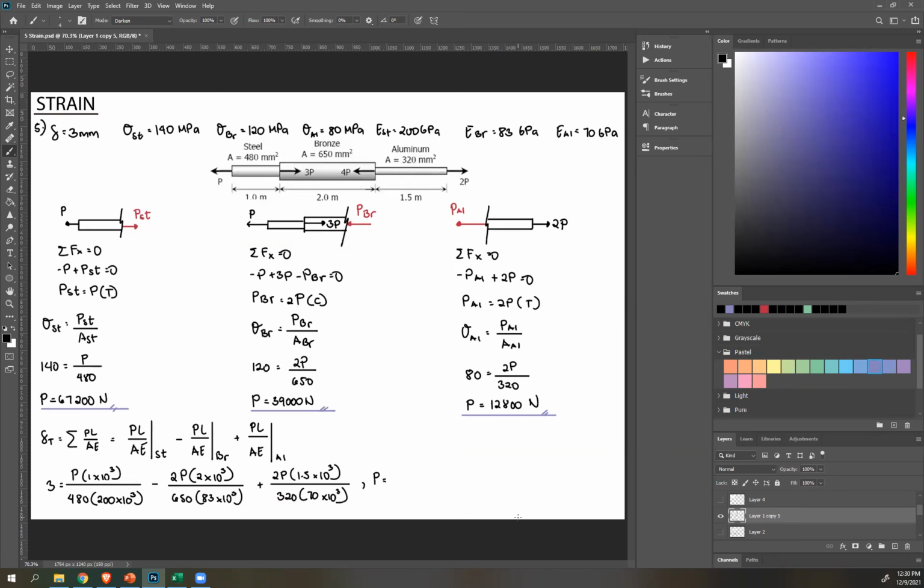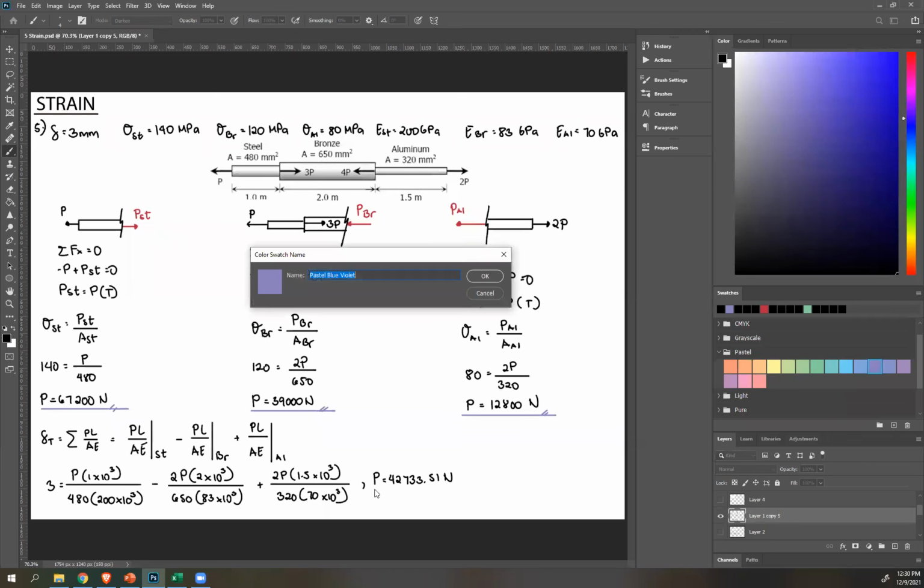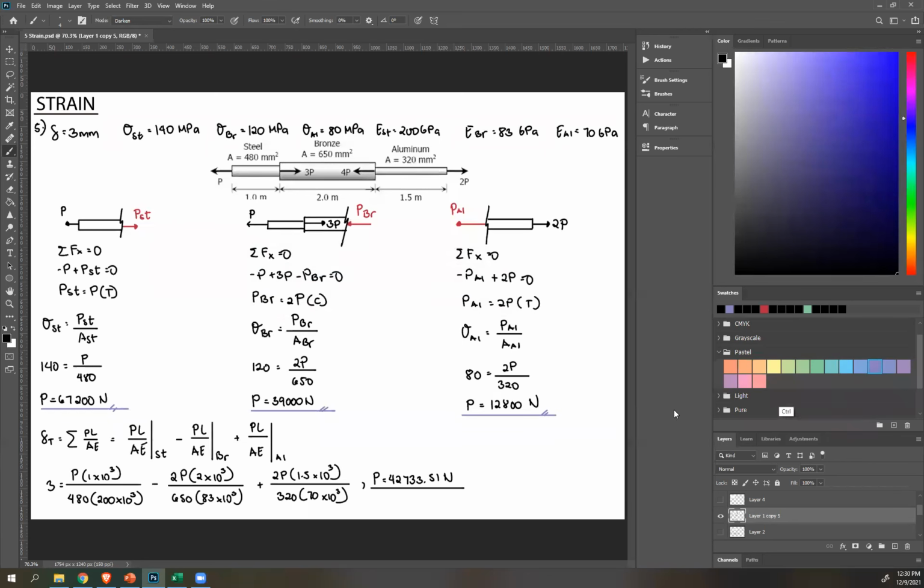Okay, correct. It's 42,733.51 Newton. Again, that's just a possible answer. So from all of the choices, right, 67, 39, 12, 42, what should be our final answer? Everyone answer in the chat. What's the final answer here?